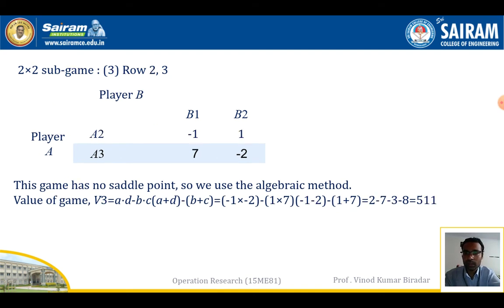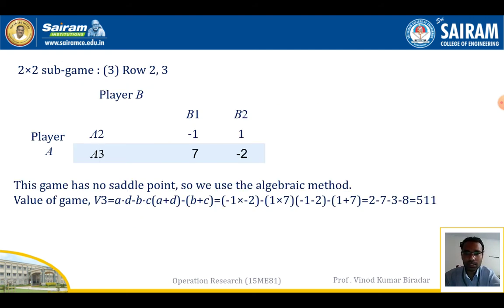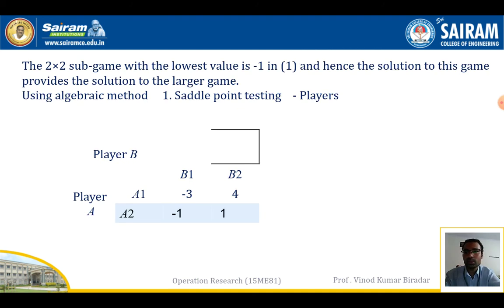Okay, now again the 2 by 2 sub game, third row. Now go on and consider rows 2 and 3. Here again a saddle point does not exist, so use the same formula with a, b, c, d. The value of the game v3 is 511, you will get. Okay, once you have calculated all the values of the game, v1, v2, v3, then the 2 by 2 sub game with the lowest value, which is minus 1, is in row 1, and hence the solution to this provides the solution to the larger game value.